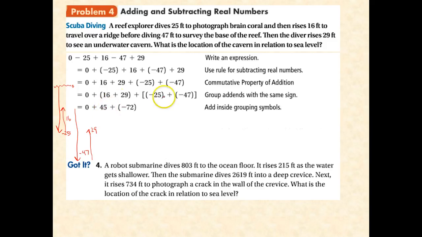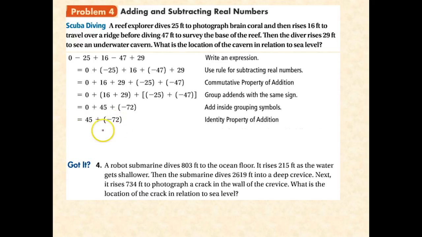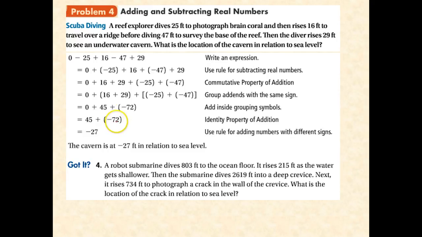16 plus 29 is 45. 25 plus 47 is 72, but these are all negatives we're adding up, so negative 72. Then the identity property of addition tells us anything we add to 0 is just this. So the 0 kind of disappears. And then we use the rules of addition. 72 minus 45 is 27, but our bigger number was negative, so the answer is negative. So the cavern is negative 27 feet in relation to the sea level, meaning 27 feet below sea level.